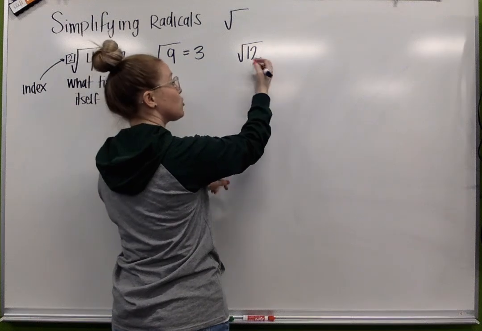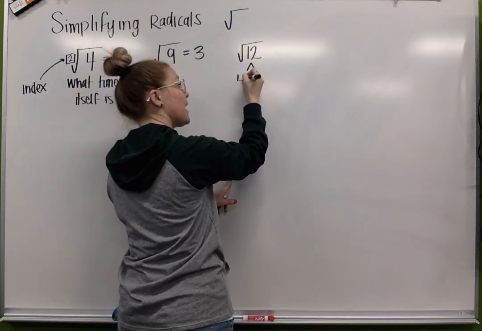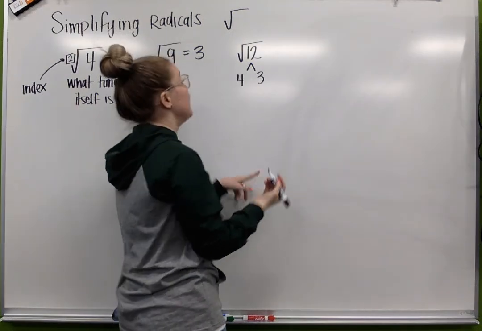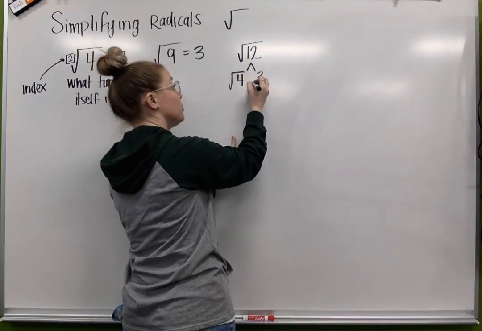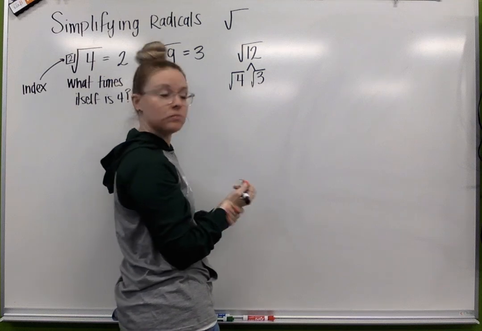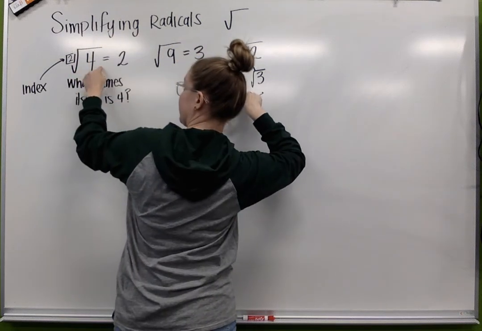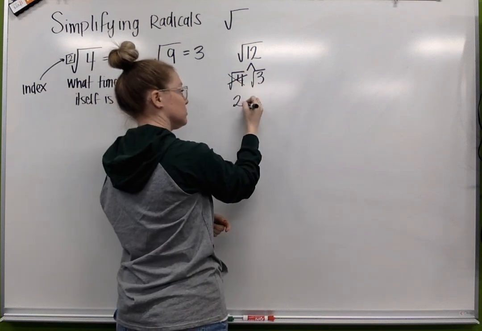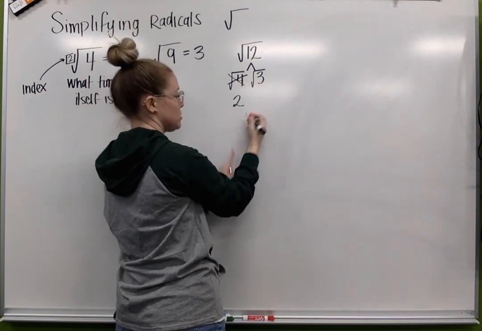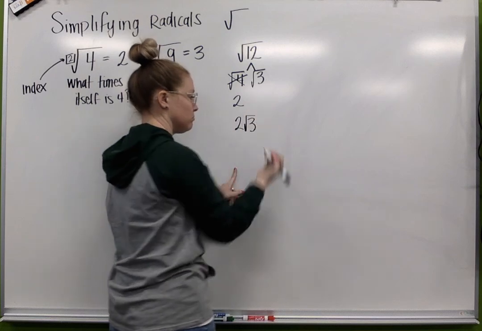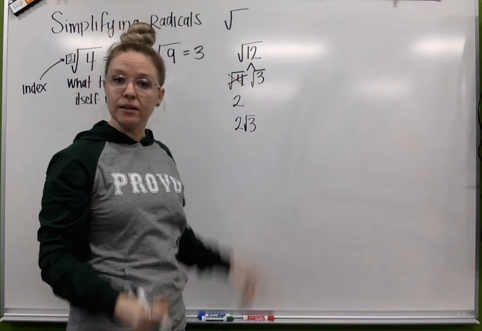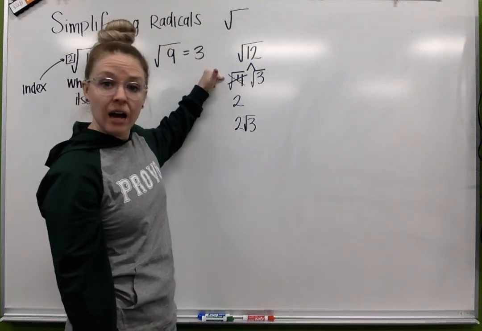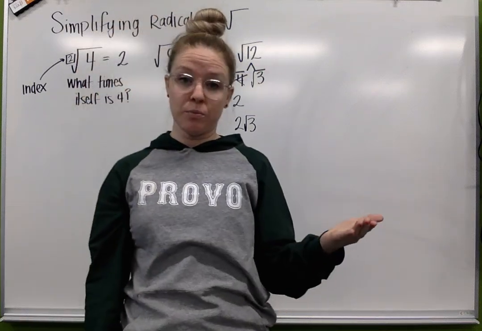Well, since I can't square root it, what I'm going to do is find the factors of 12. So 4 times 3. And I'm going to square root my factors. The square root of 4, we just talked about that. The square root of 4 is 2. So now I'm left with 2 times the square root of 3. And I have now simplified that radical. The trick is, here I use the factors 4 and 3 because 4 is a perfect square.